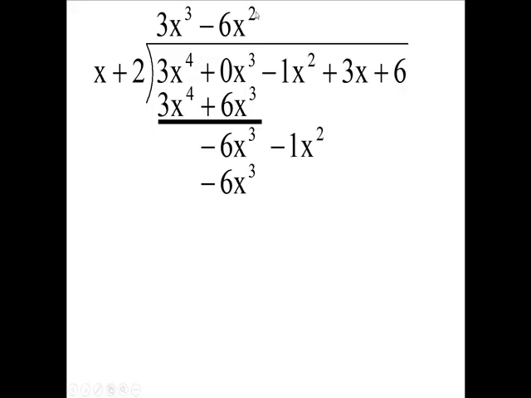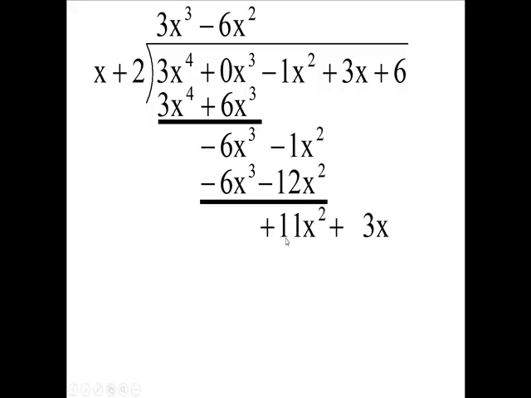Now negative 6x cubed times x, of course, is this. Negative 6x squared times 2, negative 12x squared. Now when you subtract, you change the signs of these two. So this becomes a plus 12 minus 1 is 11. When you add like terms or subtract like terms, you get a like term. Bring down this one.